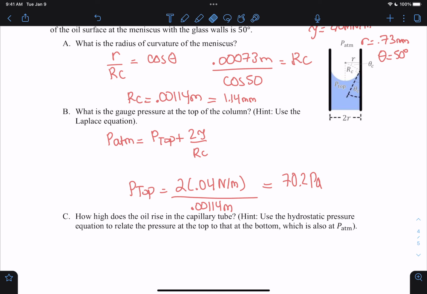I mean, honestly, same answer. I guess maybe for this type of situation, we'll give you the proper way to do it. In that case, if this is our p top, when we subtract over the 2 gamma divided by RC, and the atmospheric is 0 for the gauge pressure, we should add a little extra negative sign here, and that gives us a gauge pressure of negative 70.2 pascals, which makes sense once again because the pressure should be lower than the atmospheric pressure.